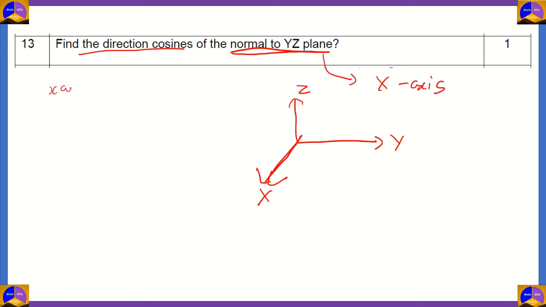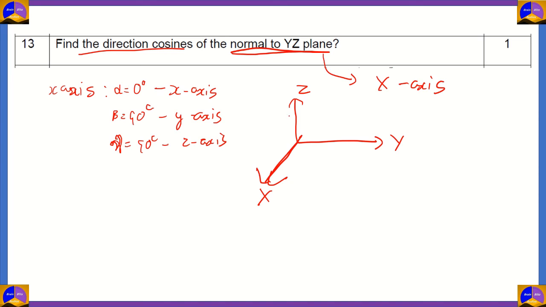So essentially the direction cosines refer to the cosines of the angle that a vector makes with the direction axes. So the x-axis is 0 degrees away from the x-axis. That makes sense, doesn't it? And since it's perpendicular to both the y-axis and the z-axis, the angle here will be 90 degrees. So beta and gamma are equal to 90 degrees.